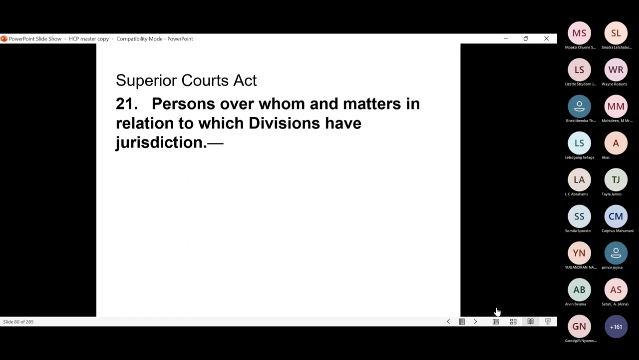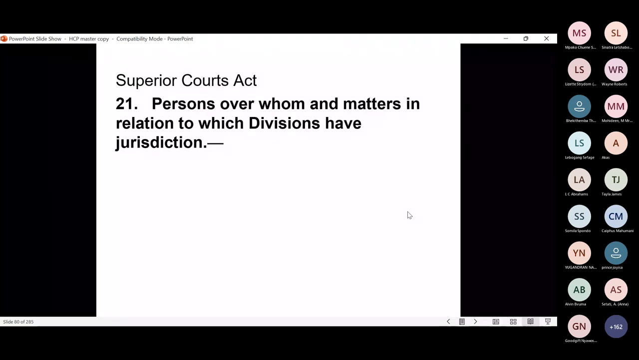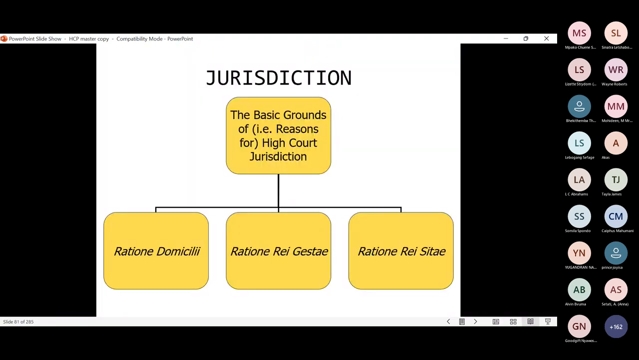Do you all have the Superior Courts Act? You have access to it online. Right, so the grounds for jurisdiction, and I'm taking you back to your studies at university.